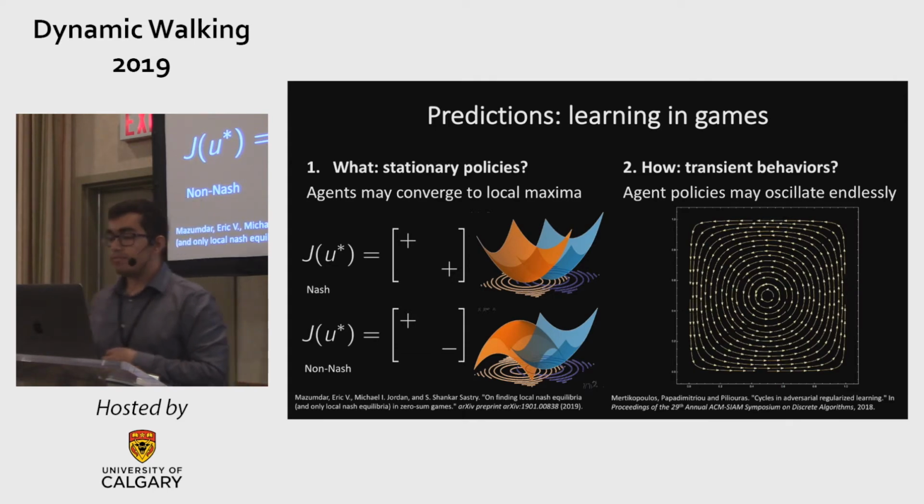And the second prediction we have is that the agents might engage in endless oscillating due to some imaginary values in the Jacobian. With that, I'd like to open up the floor for questions.